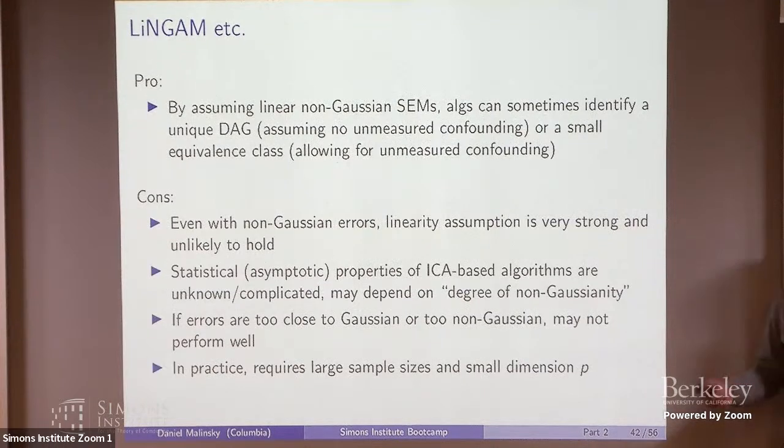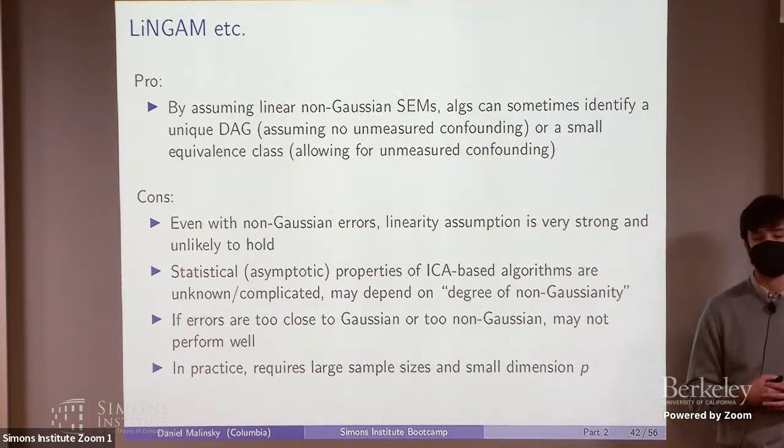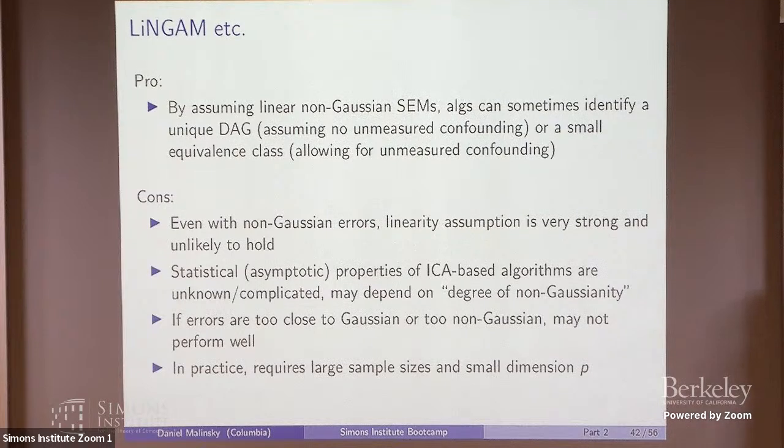The statistical or asymptotic properties of these ICA-based algorithms are not really clear in a lot of cases. In particular, results about how far away you are from the correct solution will depend on a lot of things, including the degree of non-Gaussianity. If errors are either too close to Gaussian or too non-Gaussian, it's probably not going to perform well. And in practice, it often requires large sample sizes and relatively small dimensions.